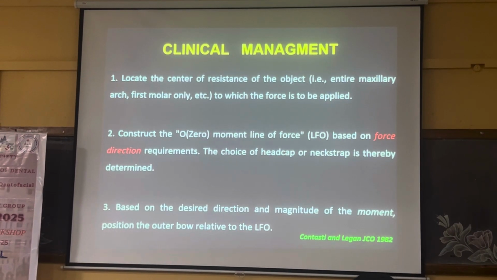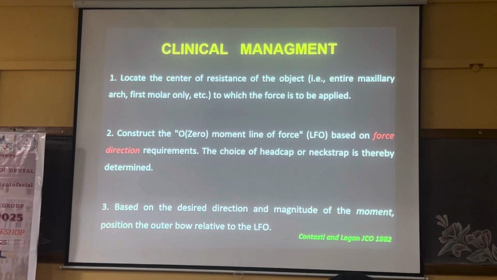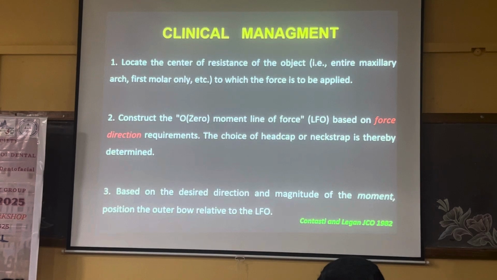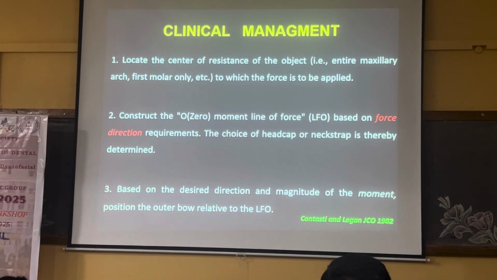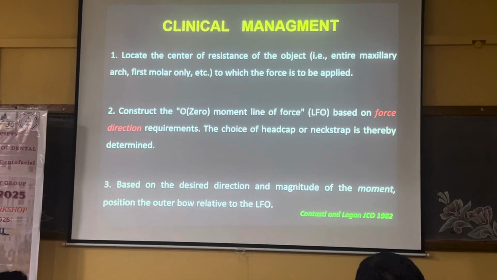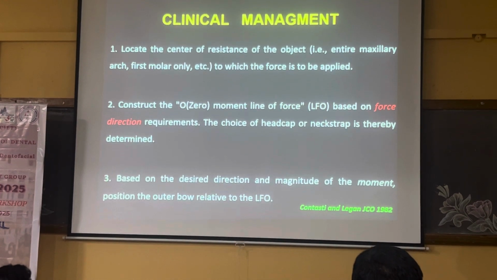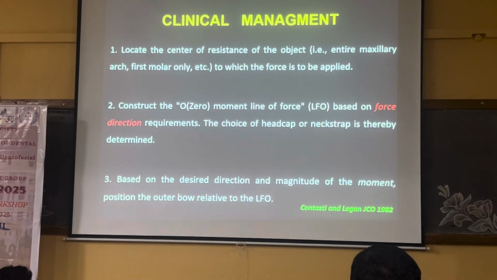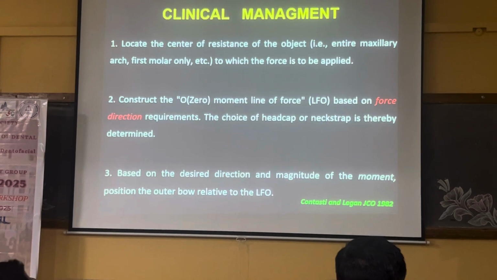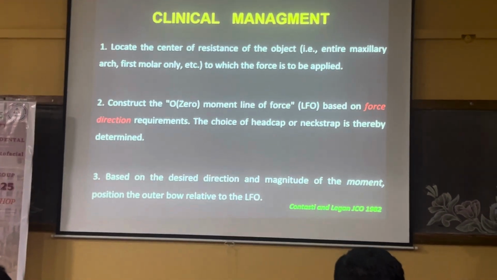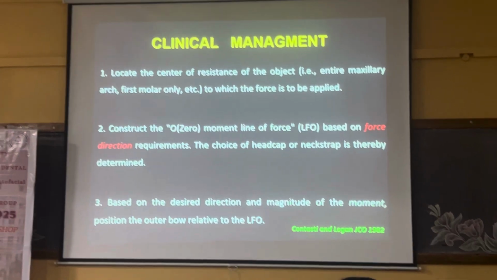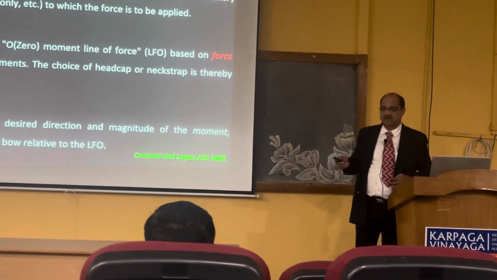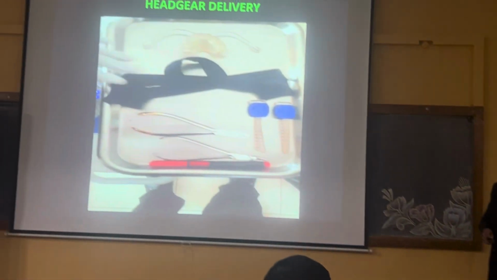Similarly, if you want to displace a molar, then mark the center of resistance of the molar on the outside of the face. Once you have done that, place your headgear cap or your cervical neck strap, and then try to assess your zero moment line. You've already marked it on the face, and according to that, you will have to bend your outer bow. So I'll just give you a demonstration of how it is done.